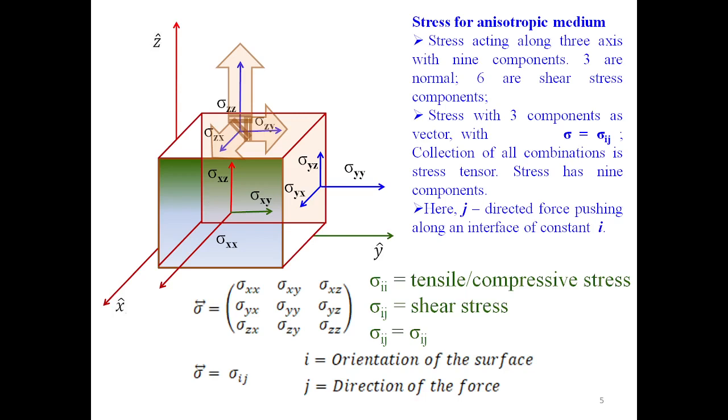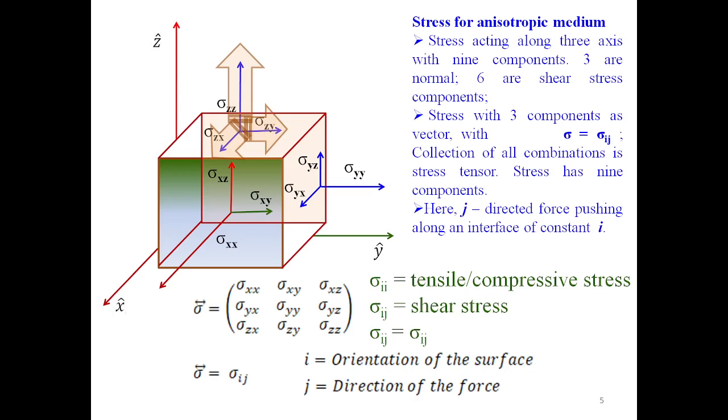The plane shear components sigma yx is equal to sigma xy, sigma yz is equal to sigma zy, and sigma xz is equal to sigma zx. These shear components are equal to each other, so in total only 6 stress components are needed. Actually sigma xx, sigma yy, sigma zz, and in addition to that the cross stress components are sigma xy, sigma yz and sigma zx. So these 6 components are sufficient to describe stress.